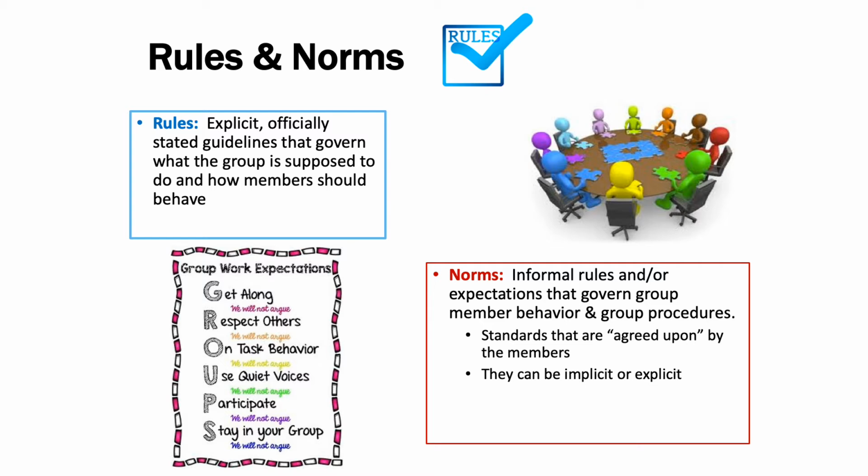Norms are the informal rules or expectations that govern the group and their behaviors. Sometimes they're not actually explicit, they're implicit or they're implied. And so those are our informal expectations.